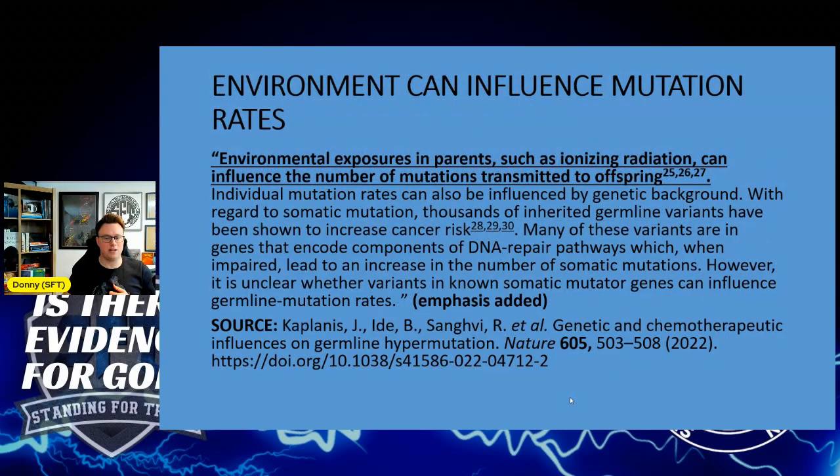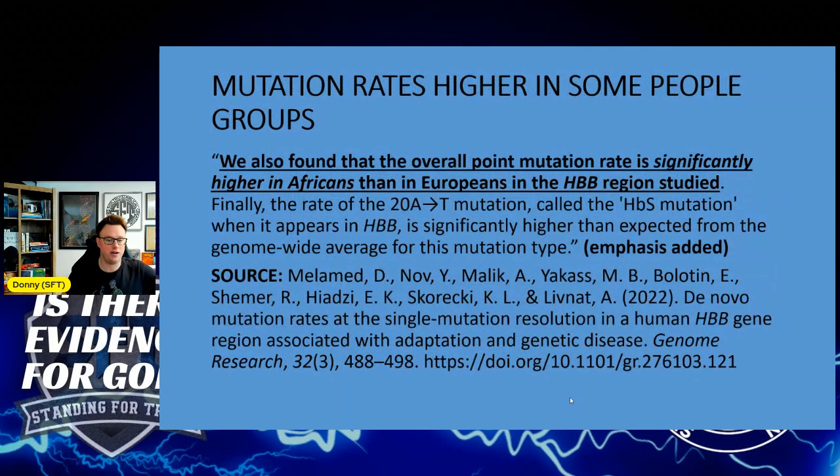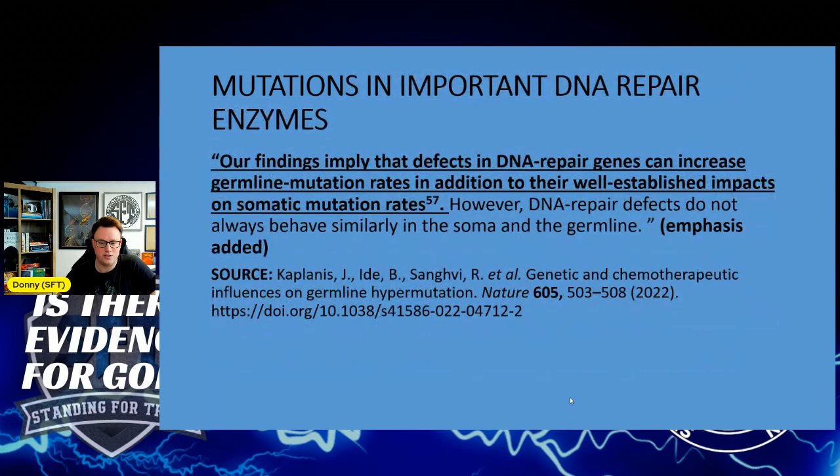Okay, notice here, environmental exposures influence the number of mutations transmitted to offspring. And so it's difficult, especially early in history after the flood, to look at a branch and assume that that's an indicator of time, when in fact a whole bunch of mutations could be passed on per generation. Notice this. We also found the overall point mutation rate is significantly higher in Africans than in Europeans in this specific region. And I'll tell you, that's not the only region in the genome that's experiencing more mutations.